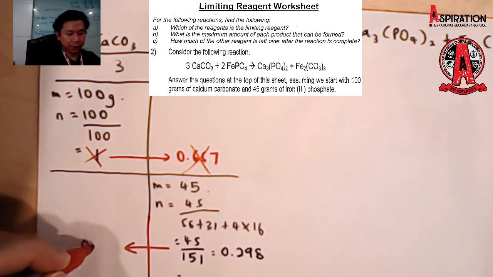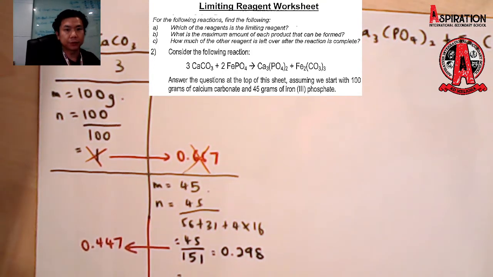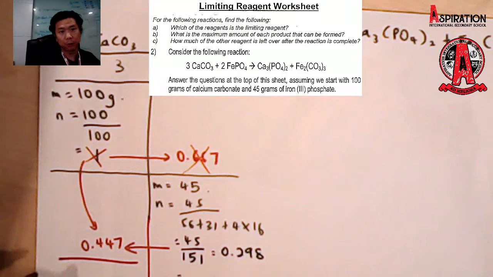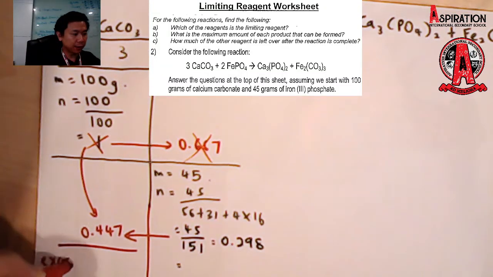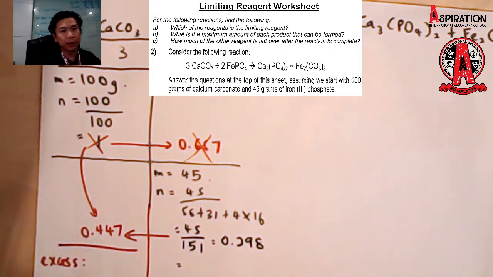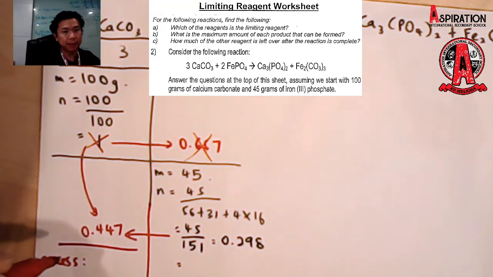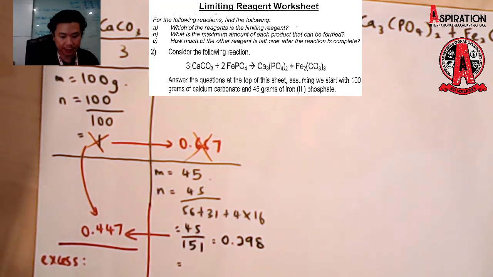You need 0.447 moles. Now, do you have enough? Yes, you do. You have 1 mole and all you need is 0.447. So how many moles is in excess? Automatically you know that since you have more than what is needed, the calcium carbonate is in excess. But how much more in excess?